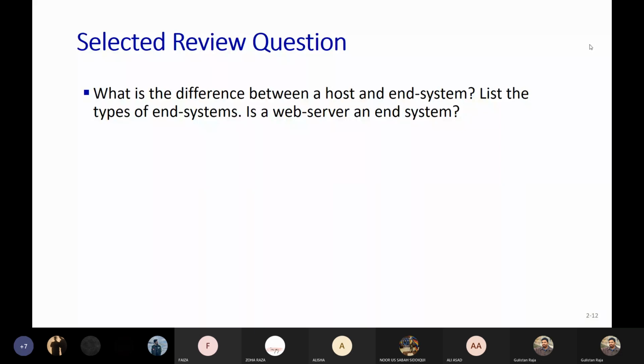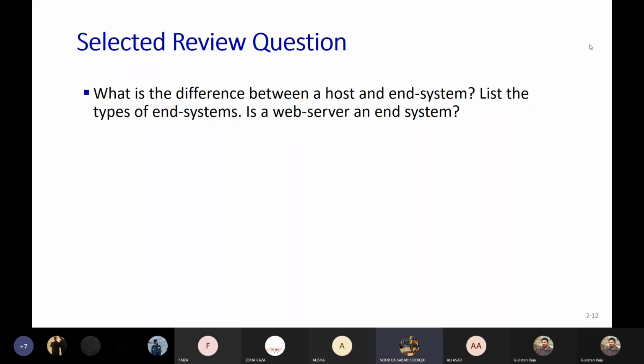Can anyone answer? We talked about end systems, right? So what is the difference between a host and an end system? Can anyone tell? Sir, host and end system are the same thing. Yes, you are right. Host and end systems are the same thing. So would anyone else like to list the types of end systems?